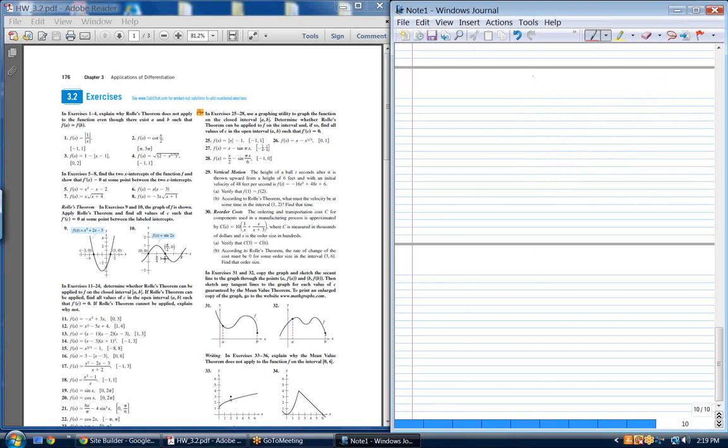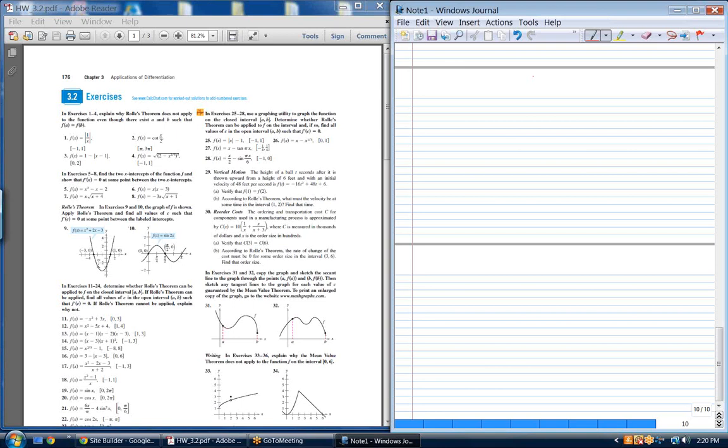Okay, in exercises 9 and 10, apply Rolle's theorem and find all values of c such that f prime of c equals 0 at some point between the labeled intercepts. All right, number 9 factors into (x plus 3)(x minus 1). So your intercepts are 1 and minus 3, as the graph shows. And what's the next step? Find the value of c.